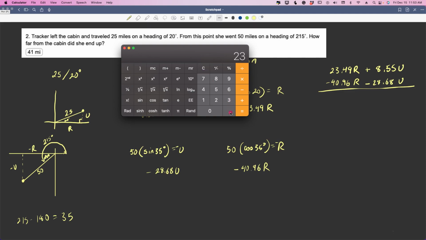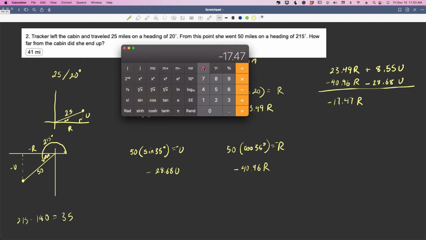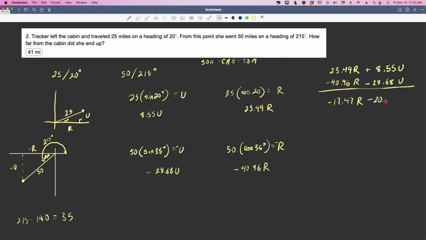And I'm going to say 23.49 minus 40.96. That's going to be negative 17.47 r. And then we'll do 8.55 minus 28.68. It's a negative 20.13. So minus 20.13 u. And we don't ask you to put it back into this polar coordinate format. You can put it in just like this. That's all we want. So this is the correct answer.